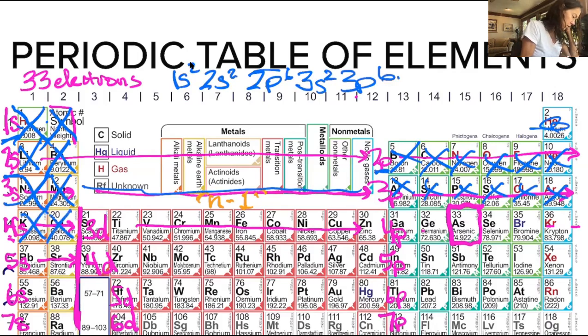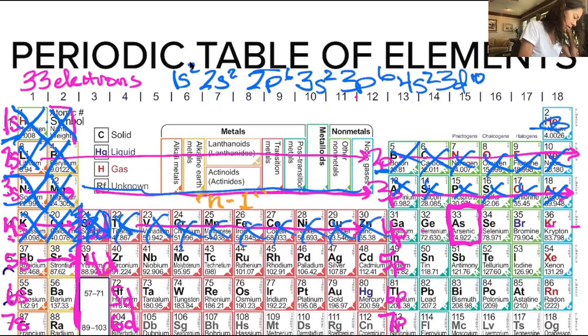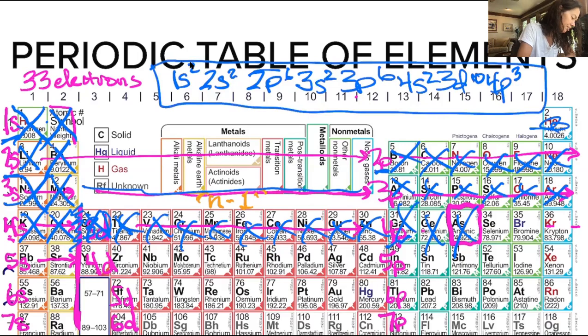1, 2, 4s2. And then, oh, look here. D block. 3d. 1, 2, 3, 4, 5, 6, 7, 8, 9, 10. It's 3d10. And now I'm back to 4p. 4p, 1, 2, 3. You can hold 6. I only have 3. So I will put 3 there. All right? And this would be the electron configuration for arsenic. Atomic number 33. It tells you where all the electrons are located.